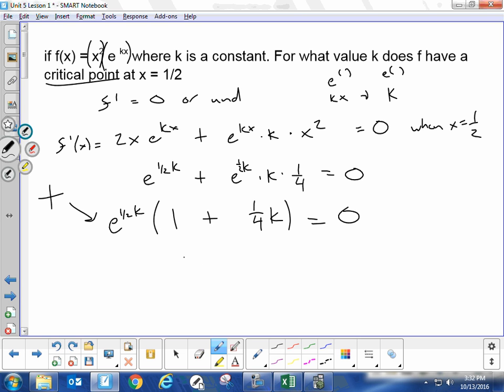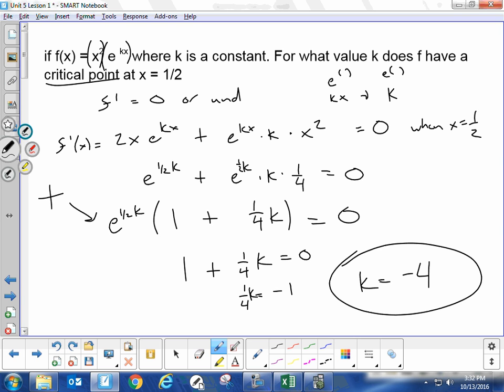All right. Well, then we get 1 plus 1 fourth k is equal to 0. I solve for k. I subtract 1. I get 1 fourth k equals negative 1. K is equal to negative 4. Voila.